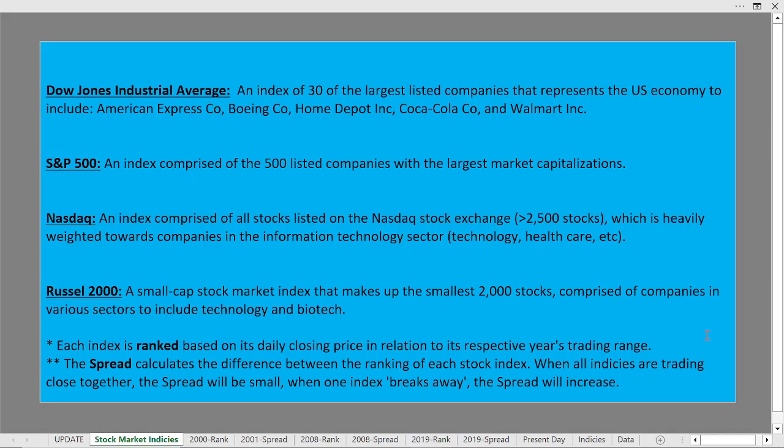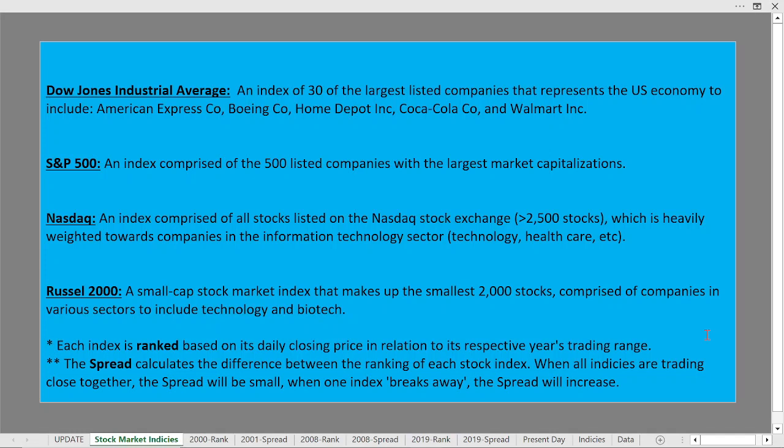And then we have the Russell 2000, which is a small cap market index. It's made up of the smallest 2,000 stocks, comprised of companies in various sectors, but mostly towards the technology and biotech area. Now, what we're going to look at is a ranking of each index in order to measure them all on an equal basis.